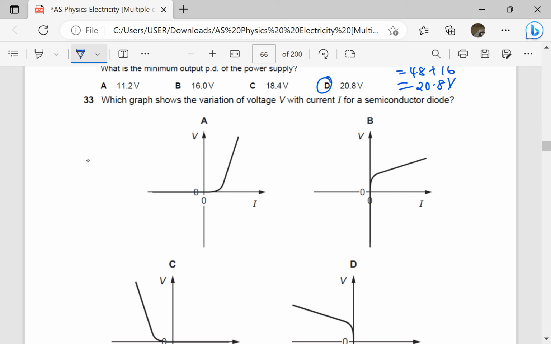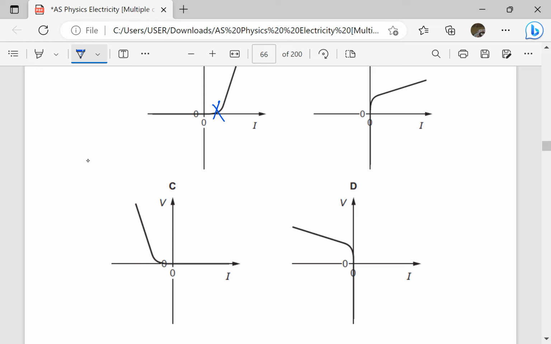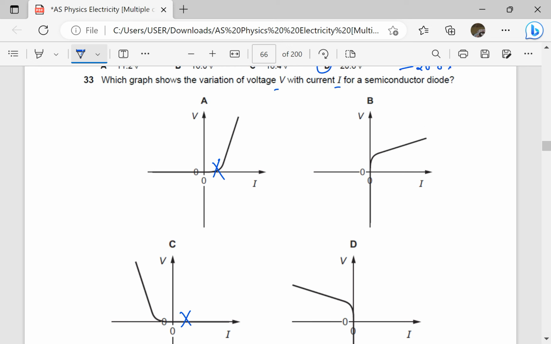Which graph shows the variation of V with the I of a semiconductor diode? Remember, there is a threshold voltage for the semiconductor diode. So it starts conducting current at a certain voltage, which is approximately 0.5, 0.6. So it means we have to choose between the options. This one is showing there is a current for 0 voltage, that is wrong. There is a current on the negative side for 0 voltage, that is wrong. So we have to choose between D and B.